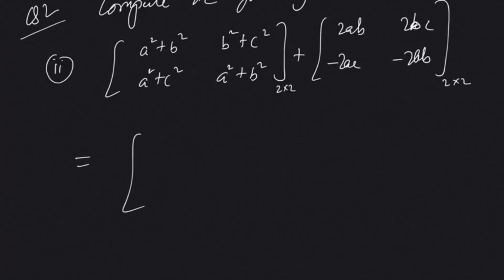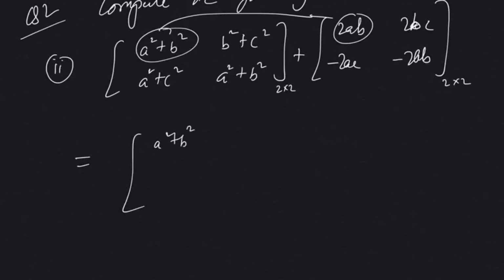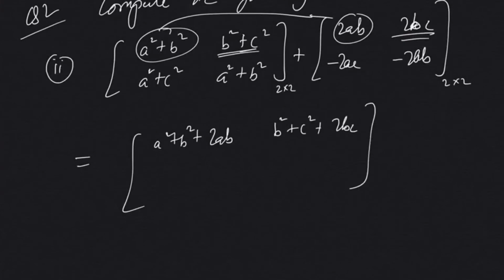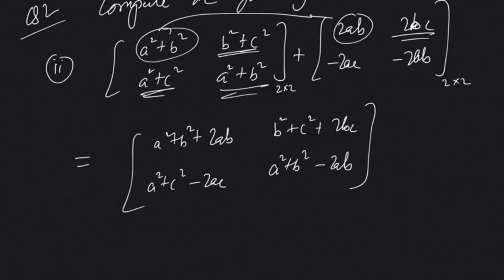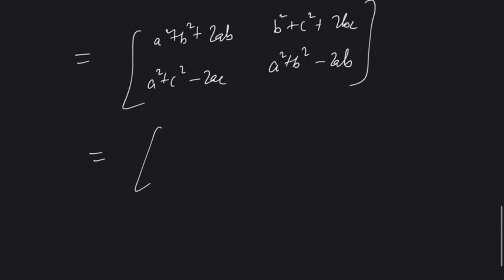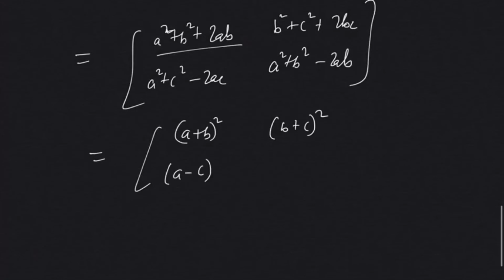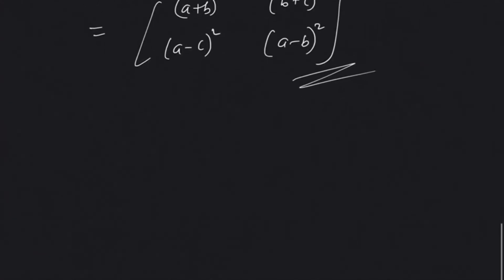So let's add the respective elements: A square plus B square plus 2AB, next B square plus C square plus 2BC, next A square plus C square minus 2AC, next A square plus B square minus twice AB. This is the completion of algebraic identities: A plus B whole square, B plus C whole square, A minus C whole square, A minus B whole square. So this is simply addition of matrices.